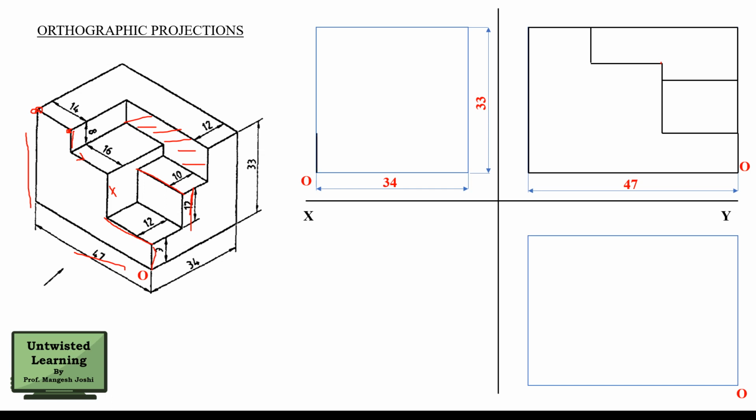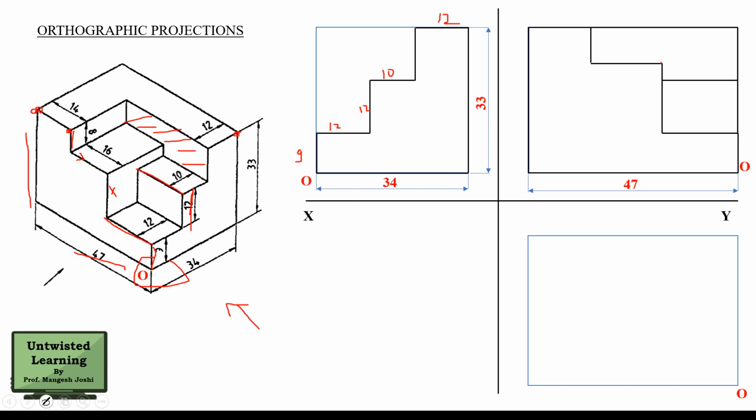Now we'll start with the side view. Here on the left hand side we have O point. First of all we will go 9 mm up above, then 12 mm on the right side, then again 12 mm vertical, then 10 mm horizontal, and then this total length is 34, total height is 33. We reach up to this point. Now this distance is given as 12, right? And then we will join this and this vertically.